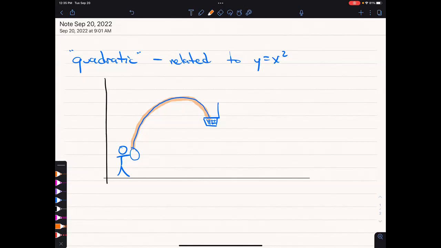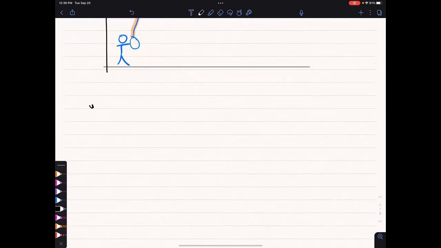Quadratics, stuff related to x squared. So let's talk about x squared for a second. I said it was going to take 30 seconds. I pretty much stuck to it. History of math coming your way, spring 23.